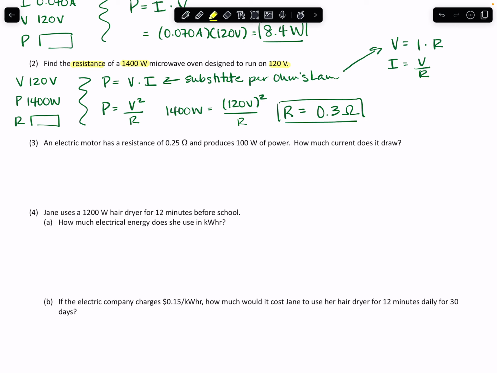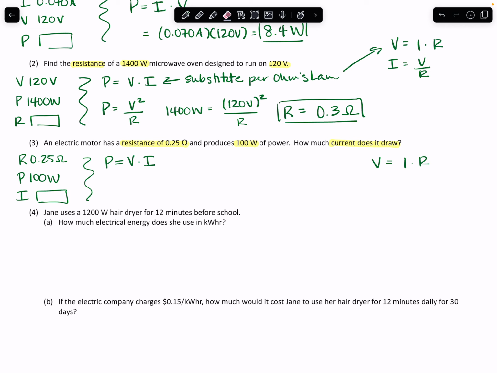Now we have an electric motor with a resistance of 0.25 ohms that produces 100 watts of power. How much current does it draw? So we have a resistance of 0.25 ohms, we have a power of 100 watts, and we're asked to find the current. Again, my power formula relates voltage and current, but does not include resistance, and I don't have the voltage here. So again, I'm going to use voltage is current times resistance.